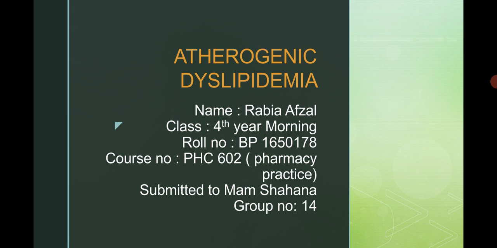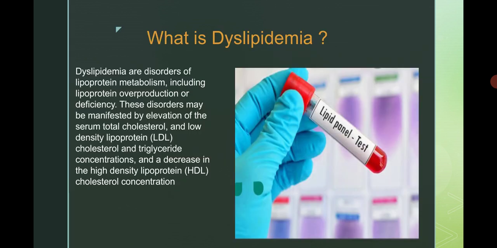I am from 4th year morning and my roll number is BP 1650178 and my topic name is Atherogenic Dyslipidemia. So, what is dyslipidemia? Dyslipidemias are disorders of lipoprotein metabolism, including lipoprotein overproduction or deficiency. This disorder may be manifested by the elevation of the serum total cholesterol, low density lipoprotein cholesterol and triglyceride concentration and a decrease in the high density lipoprotein cholesterol concentration.